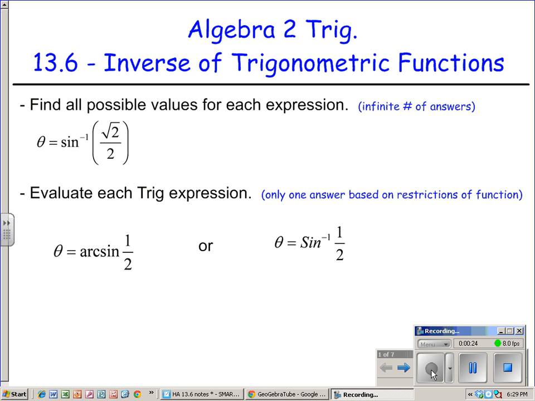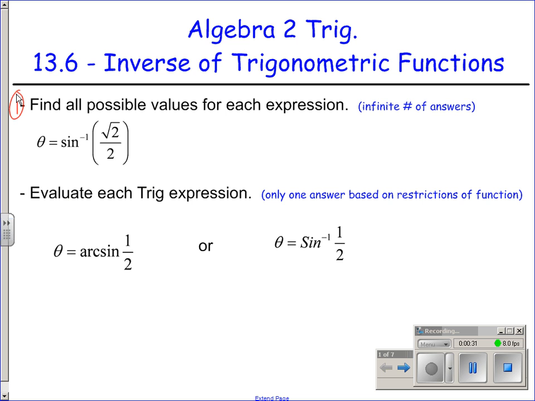So in this section, there's really two questions, and you see them here. First question, find all possible values for each expression. There are going to be an infinite number of answers, and I'll talk about what that means. But the problems are going to be something like this: theta equals the inverse sine of square root 2 over 2, or whatever the ratio is going to be. More often than not, it's going to be those numbers that you see on the unit circle. So you're definitely going to want to have that out as we go through some of this stuff.